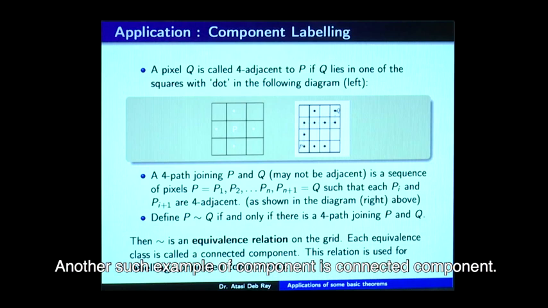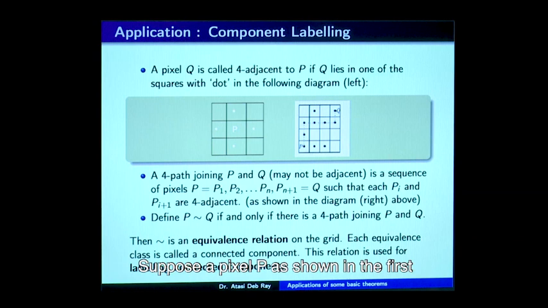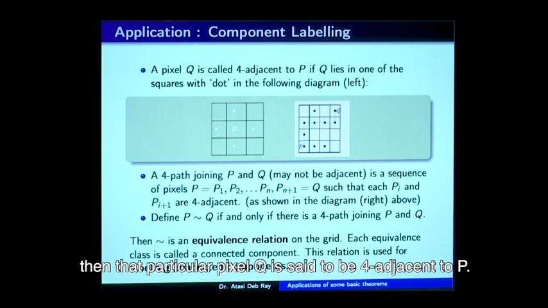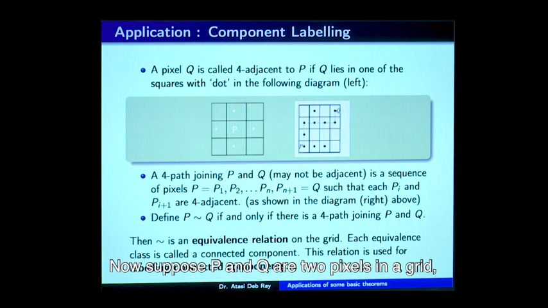Another such example of component is connected component. What is that? Suppose a pixel P as shown in the first diagram is given on a grid G and there are 4 dots in the first diagram. If another pixel Q lies in one of these 4 dots, then that particular pixel Q is said to be 4 adjacent to P.